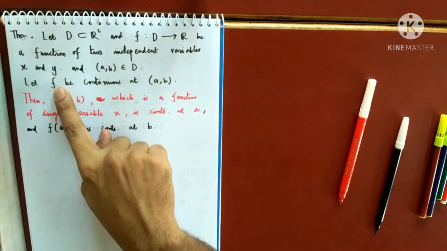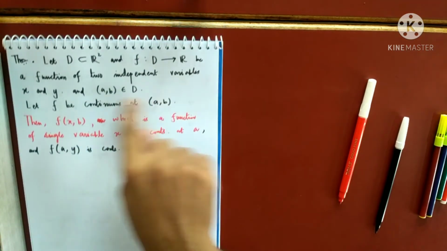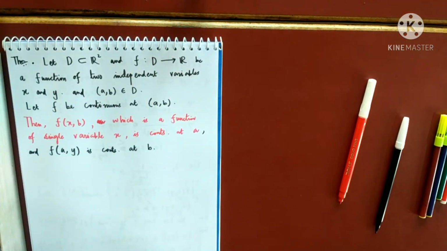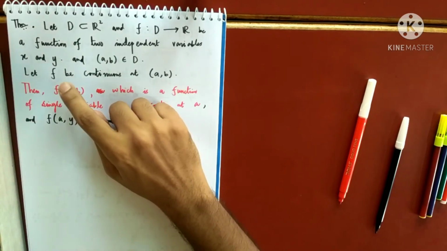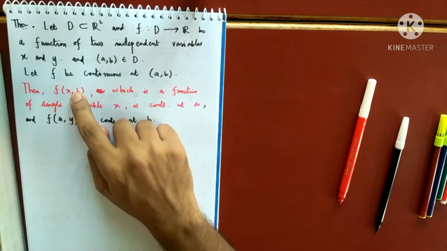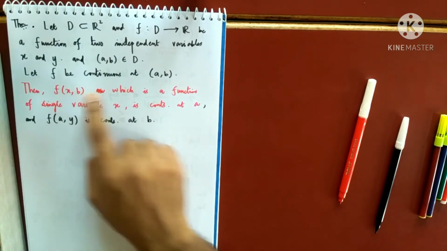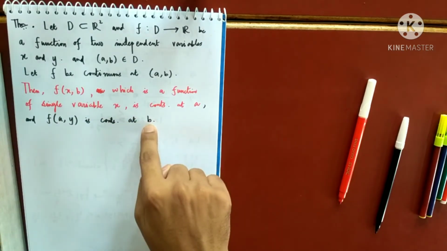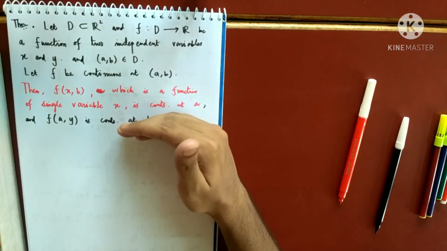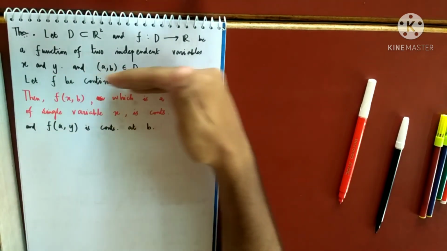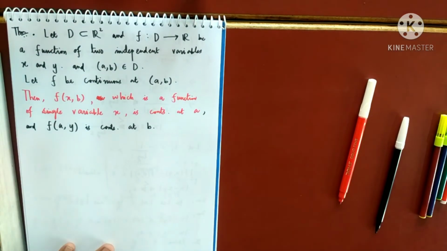Whenever I have a function which is continuous at (a, b), a function of two variables, then these two functions, which are functions of a single variable, are continuous, this one at a and this one at b. Whenever this happens, this will happen, but the converse may not be true. We'll see an example.